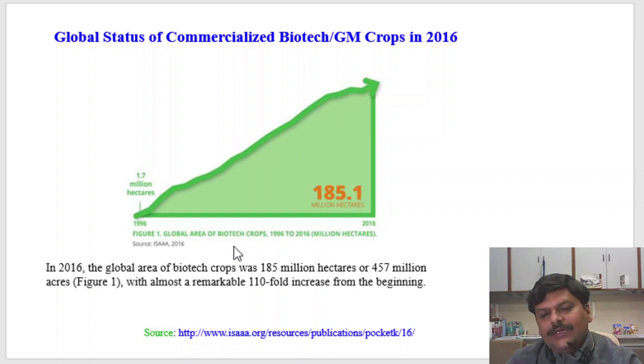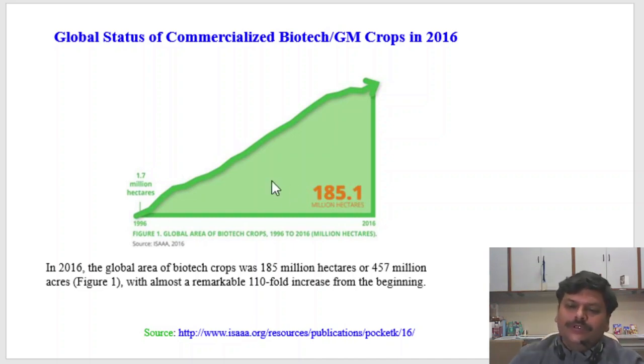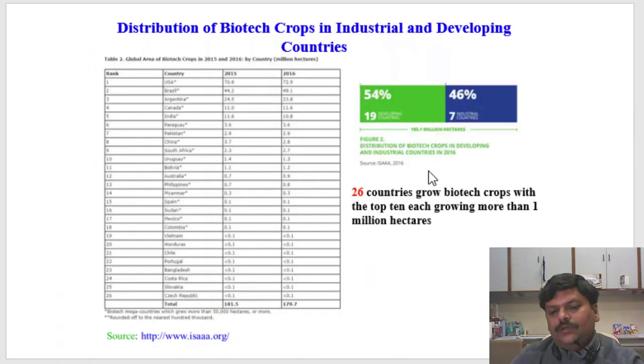Since then, because they are so useful, the adoption of GM crops has seen an exponential increase. Starting in 1996, not 1986 as I mentioned earlier, when only 1.7 million hectares were under GM crops, in a span of 20 years, by 2016, the area increased to 185 million hectares, more than a 100 times increase.